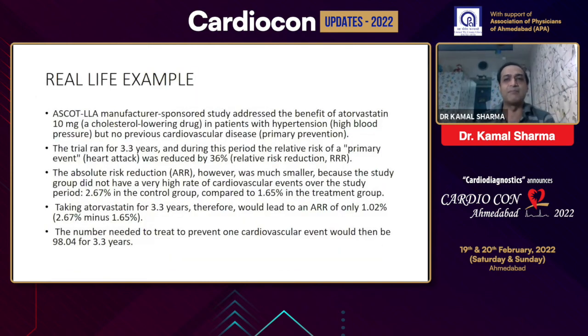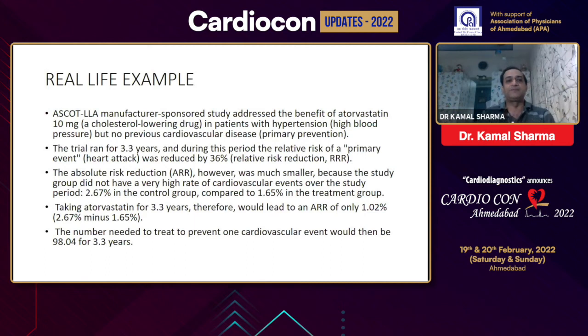I will try to give you an example so that you can understand how to comprehend this. A real life example would be the ASCOT-LLA trial. This is the trial where atorvastatin 10 milligrams was started in patients with hypertension but no previous CV disease. This trial ran for 3.3 years. During this period, the primary event, defined as a new onset of MI, a new heart attack, not death, was reduced by 36% in relative risk.